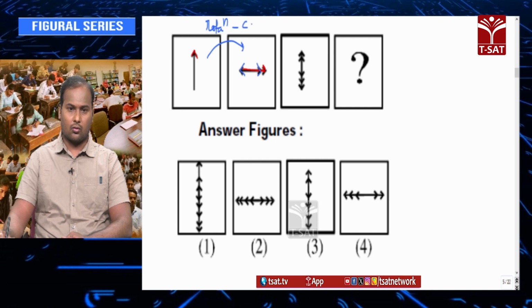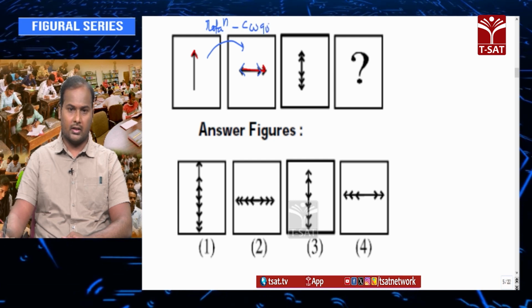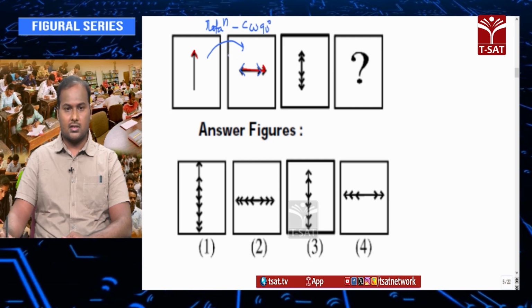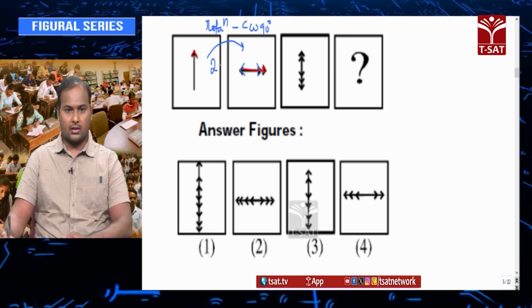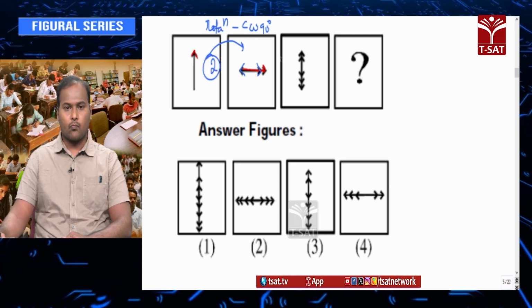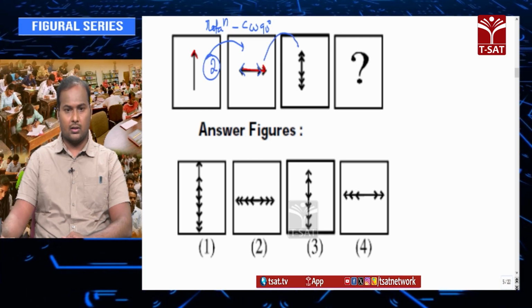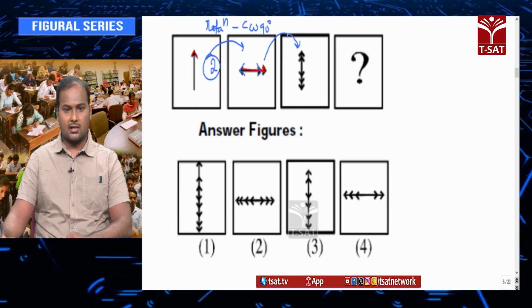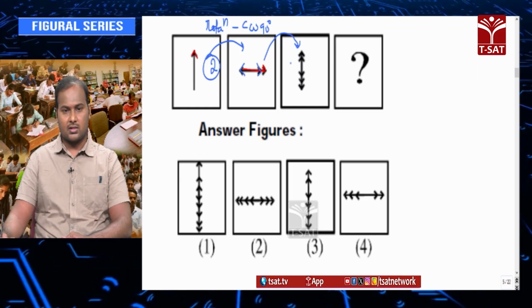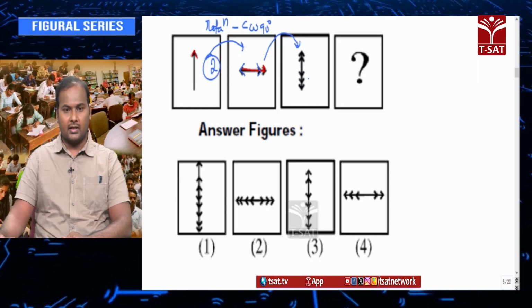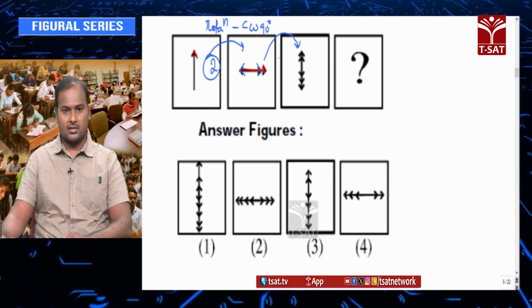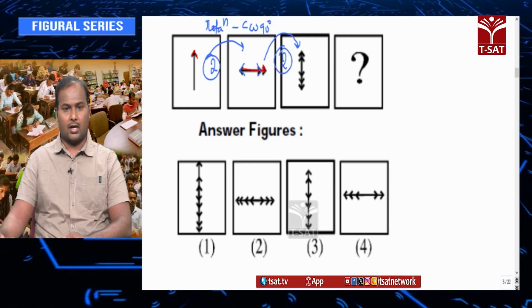One is rotation. Rotation is clockwise how many degrees? 90 degrees. Okay. And what is the next thing? Addition of two arrow marks. Now we will observe from this figure to the next figure. In this case also again rotation clockwise 90 degrees, and how many are adding here? Here 3 is there, here 5 is there. So, you have to add extra 2 arrow marks.